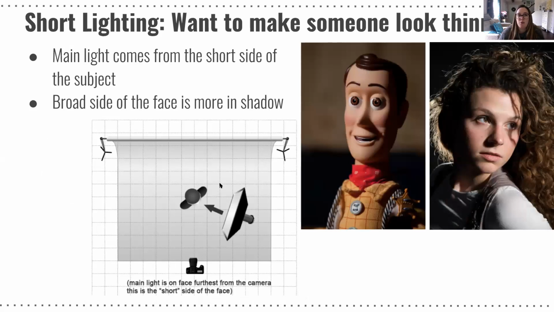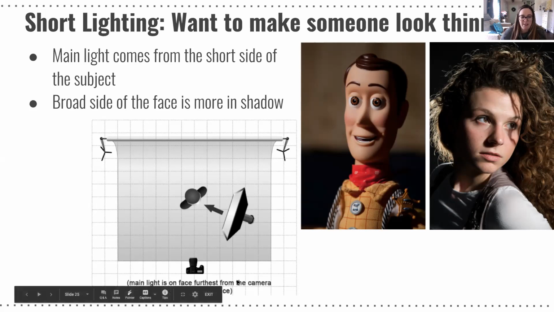Next we have short lighting, and when you want to make somebody look thinner, that's when the main light source comes from the short side of the subject and the broad side of the face is more in shadow, okay? So you're focusing on having the light on the narrow end and putting the broad side into shadow to emphasize the features in the front.